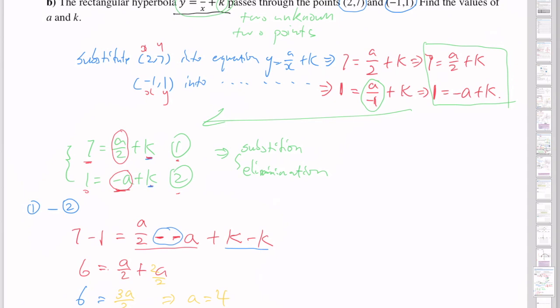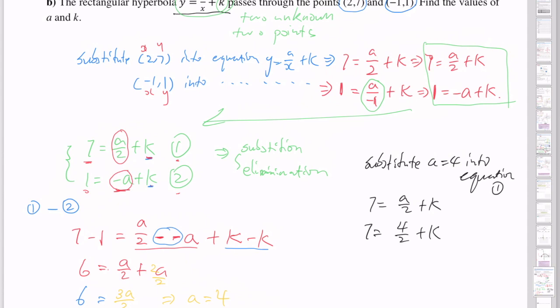So a is equal to 4. So now in our simultaneous equation, we know a is equal to 4. So now we can substitute a equal to 4 into my equation 1. So equation 1, 7 is equal to a over 2 plus k. I know a is equal to 4 now, so substitute a equal to 4. 7 will be equal to 4 over 2 plus k, and then k is equal to 5, and then therefore my final equation will be a over x. A is 4 over x plus k. K is 5. That's my final answer.